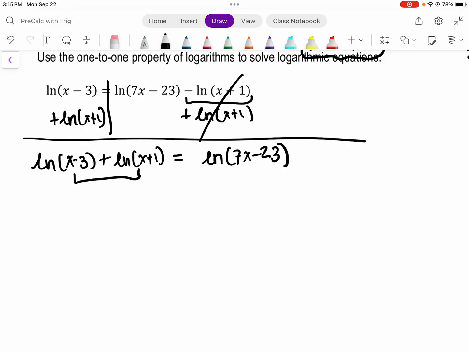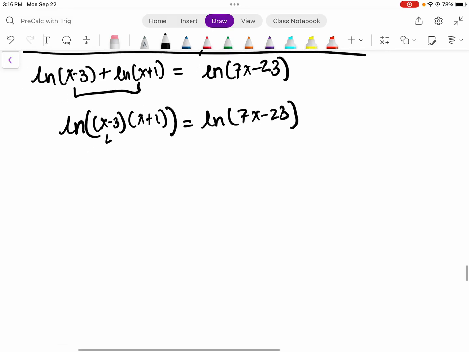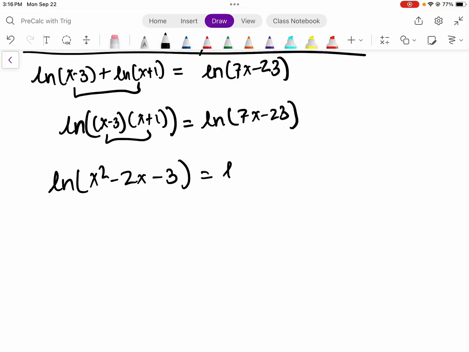So if it's a plus, we could use the product property to condense the log, which means now my log is gonna look like x minus 3 times x plus 1. Remember, this is the product property. When two logs are adding, you can put them into one if they multiply. Cool. Let's go ahead and simplify the log. We're gonna be using the box method. So this is the natural log of x squared minus 2x minus 3 equals the natural log of 7x minus 23.